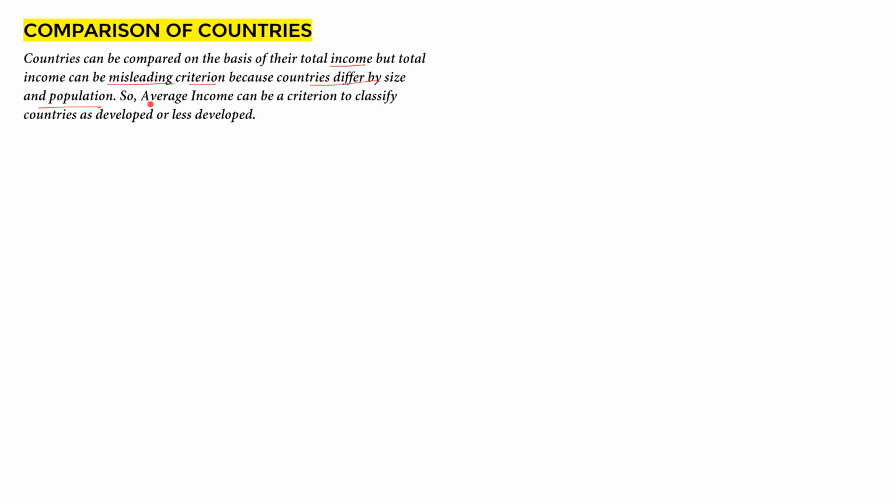The solution can be average income, which can be used as a criterion to classify countries as developed or less developed. For example, if country A is bigger with 100 people and each person earning 4 rupees, it amounts to 400. So the total income of the country is 400 and the average income is 4 rupees. Now there is a country B with only 50 people living and each person earns 6 rupees. So total income would be 300.